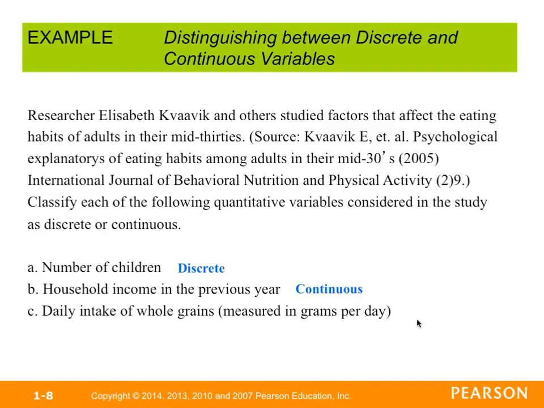If we're talking about household income, that's actually continuous because there are a lot of different incomes that we can have, and we can also measure them to any desired accuracy. We could measure them to the penny or anything like that. If we're talking about daily intake of whole grains measured in grams per day, that is also going to be continuous because we could have like 1.25 grams, 1.6 grams, anything like that. So it depends how accurately we're measuring that.